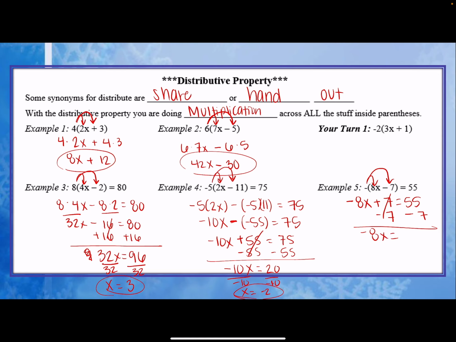and 55 minus 7 is 48. Finally, you'll divide both sides by negative 8, and x is equal to negative 6. Go ahead and solve the your turn.